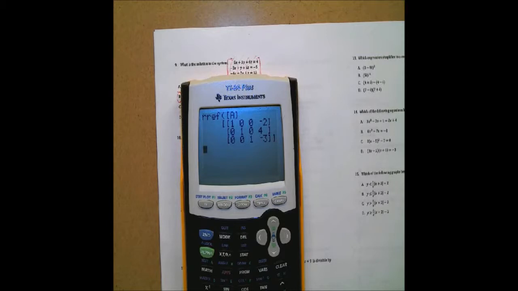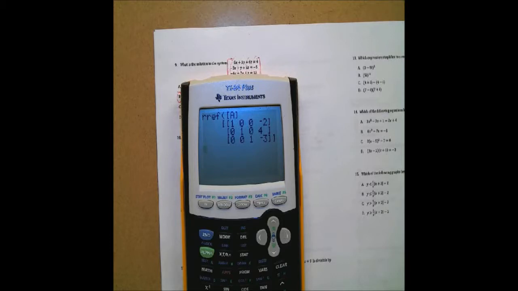We have to go back to the home screen, then hit second matrix, go to that RREF. And then you're going to tell us to do it to matrix A. Actually, you get it okay? Okay. All right.